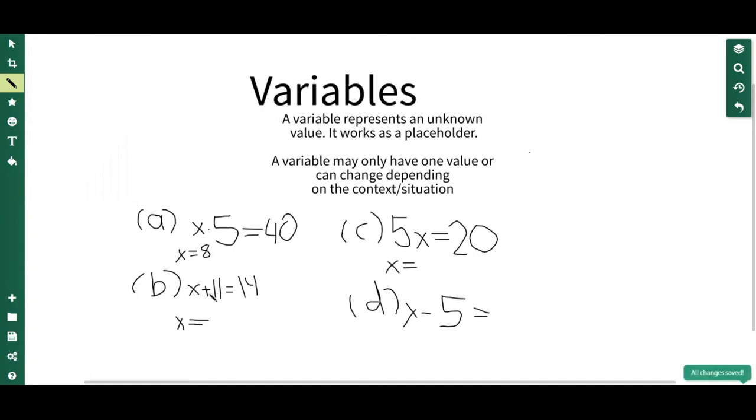Now, the next one, you might seem a bit puzzled at first because how do you know what x is? Well, basically, if you just look at it, 14 and 11, you need to find this unknown number. And it works as a placeholder. So basically x is a placeholder, and you need to find out that. So think of 14 minus 11. That's what you need to do, because you probably already know this, but 14 minus 11 is 3, so x is 3.